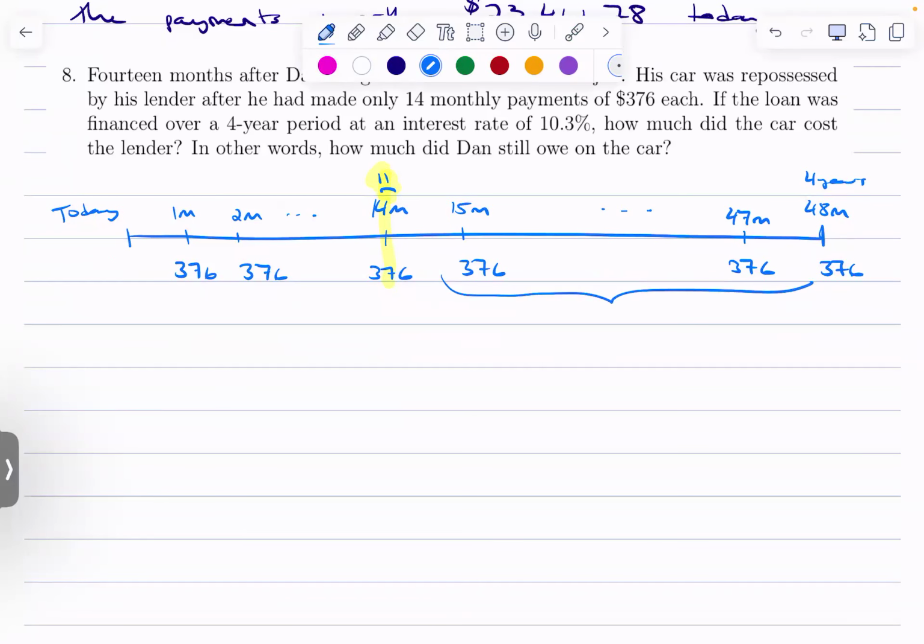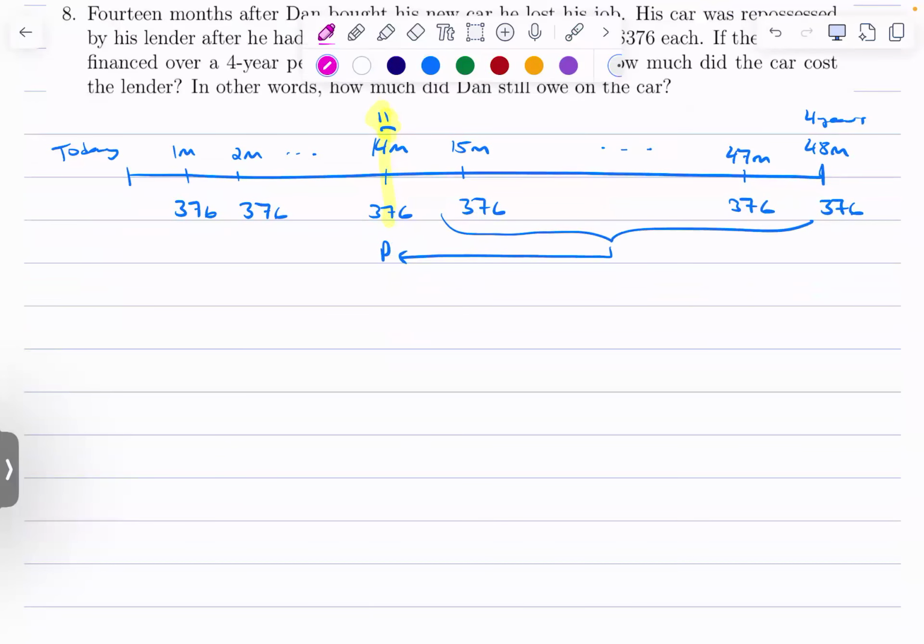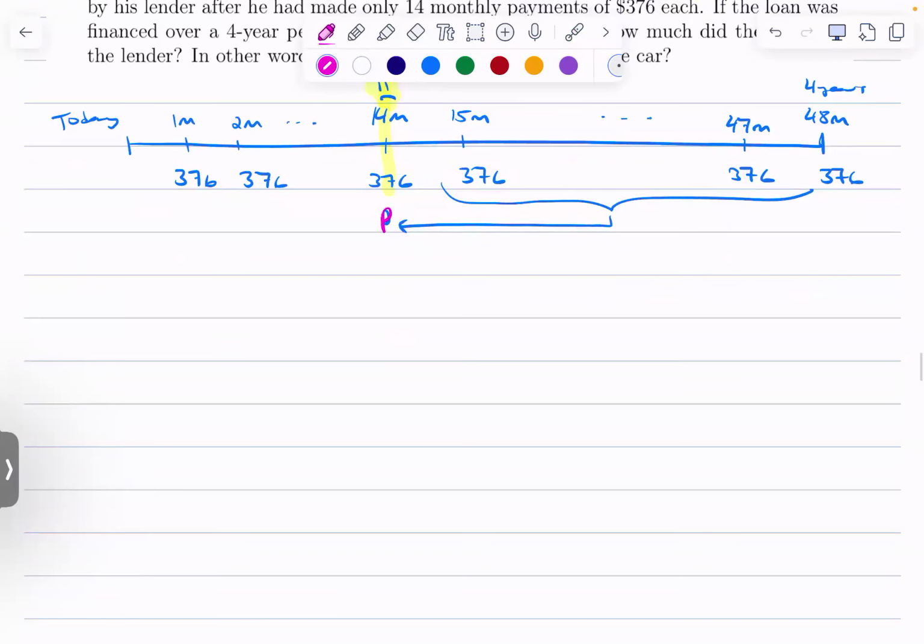So what you want to do, these payments, I need to know, well, what's the value here? And if I'm pulling my arrow backwards, that's a P, right? Now that's the value. How much did he still owe on the car? That's this P. Yeah? And so this P is the amount still owing.